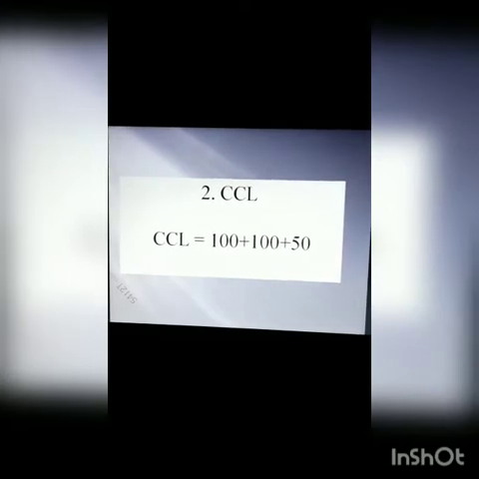Second question is CCL. Again the same letter is repeated 2 times. That means addition is there, and L is also written in decreasing order, so there must be addition. C is 100, again C is 100, L is 50. So the number will become 250.